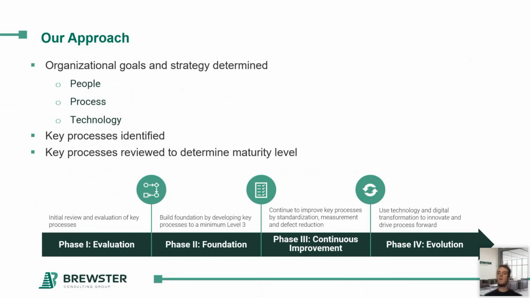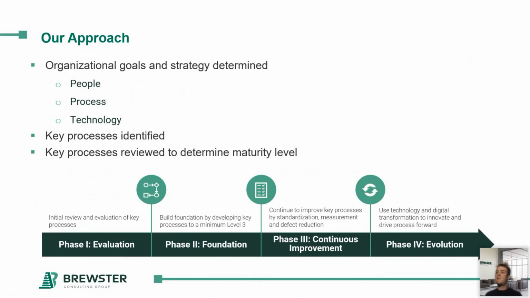From there, what we do is we follow a 4-step process, and you can see that at the bottom of your screen here, right? So phase one is evaluation, where we look at the key processes, we evaluate them, we get the buy-in from the business that these are the ones that we should be looking at, and then we help to move on to the next phase, which is our foundation level, phase two. We build a foundation by developing key processes to a minimum of level 3. And I'm going to show you the process maturity scale here in just a little bit. It's a proprietary internal framework that we use. Level 3 will make sense to you here in just a little bit. That's our goal. We want to get all the processes to level 3, and then from there we can continue to build. Phase number 3 is continuous improvement.